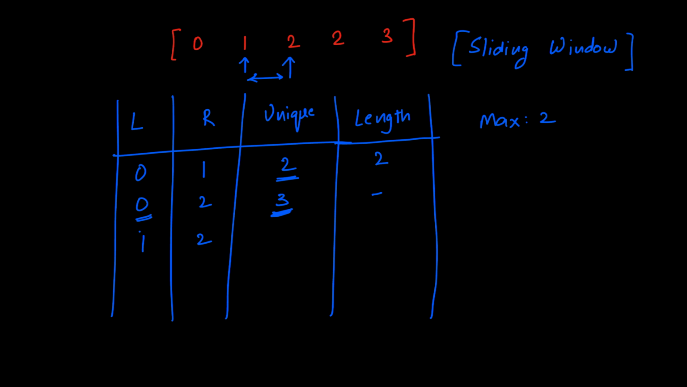Between these two, the unique number of fruits are 2. The length is 2, not greater than the current maximum, so nothing needs to be replaced. Continuing with incrementing my right pointer to 3, the left stays as is. Between these two values, we still have 2 unique fruits in the subarray, so we can continue. The length over here is 3, which is greater than the current maximum, so I'll replace it.